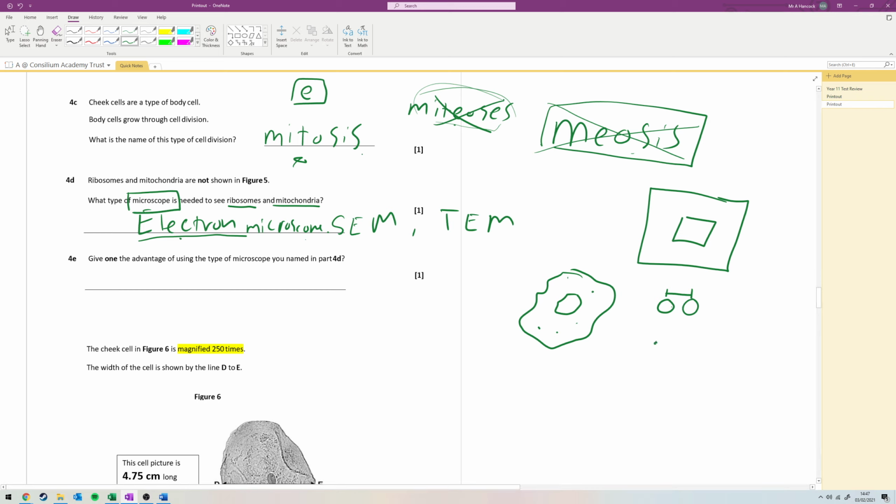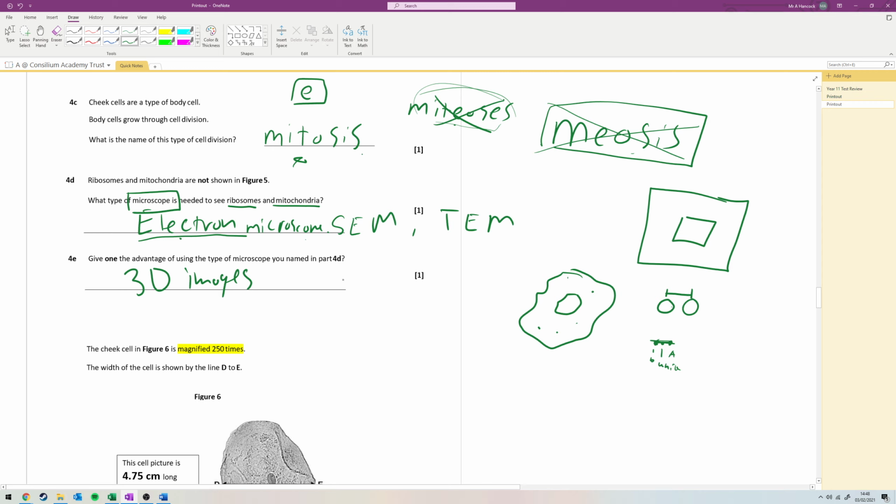Because one pixel would have to be A, there would have to be a white pixel in the middle, and then the second pixel would be B. And then if they were any closer than that, you would not be able to distinguish between two different points because they would be displayed as the same. That is what a resolution is. Give one advantage, well, you've got a higher resolution, say that you can actually, using an electron microscope, make 3D images, which is really quite cool.